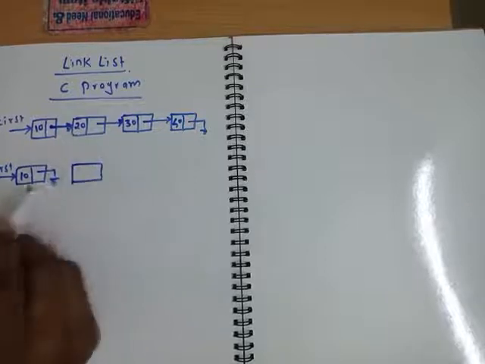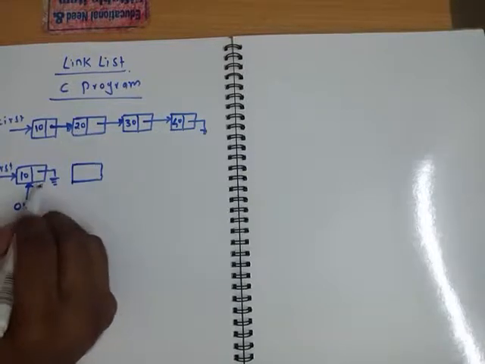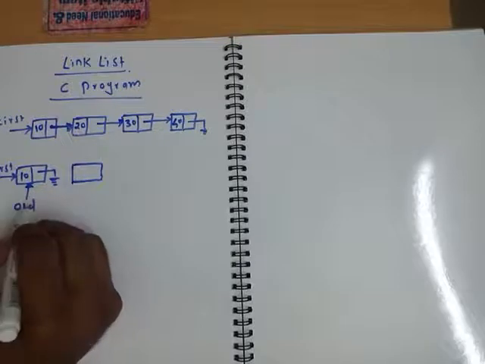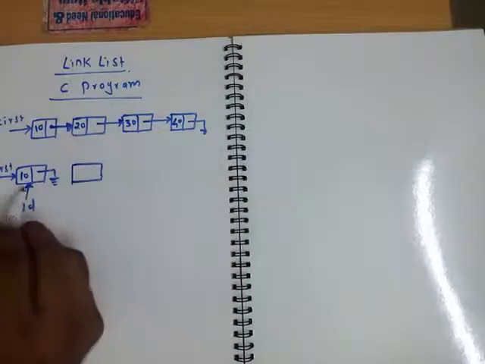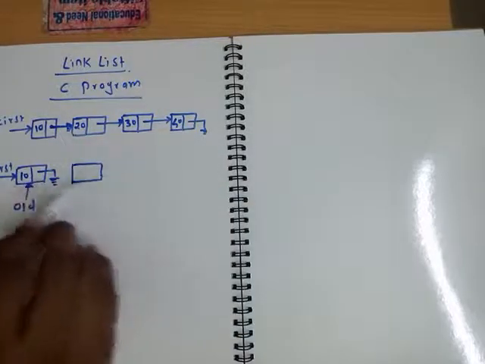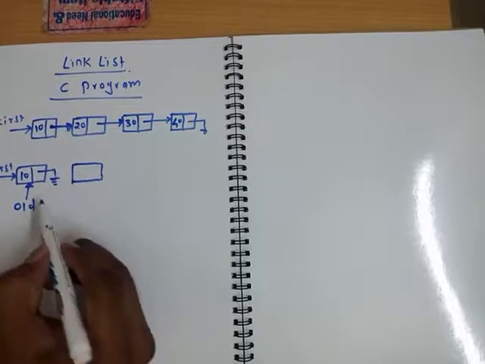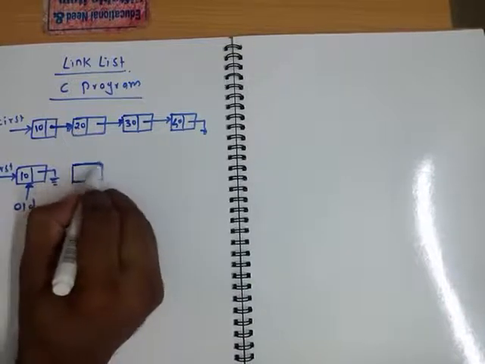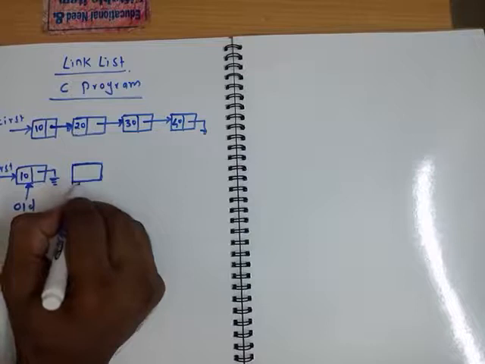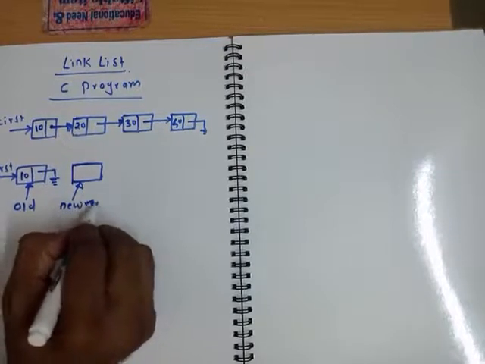Then I'll create the second node of the linked list. Before creating the second node, I will have a pointer. Let's say I'll name it old pointer. I'll point that pointer to first. That pointer I'll be using to create the link between nodes. That pointer will traverse and help us create the link between the nodes. So now old is pointing to first. After this, I'll create the next node, and to do that I'll use one more pointer called new record pointer or new node pointer.